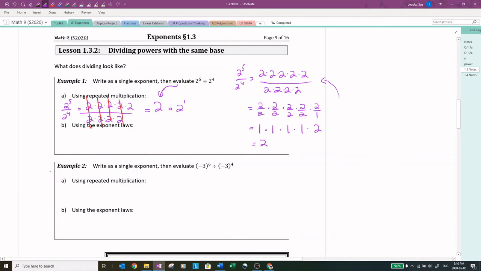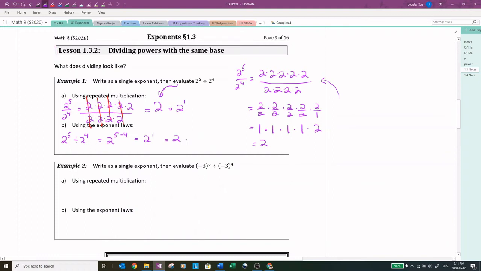Using the exponent laws, if we were in class, I would ask you to guess. I'm hoping you're seeing that when we do things with multiplication and division, they tend to be opposite, right? And when we did the multiplication, we added the exponents. So this time we're going to subtract the exponents. So what we get is that 2 to the 5 divided by 2 to the 4 equals 2 to the 5 minus 4, which is 2 to the 1, which is 2. Okay, wasn't that just so much easier?